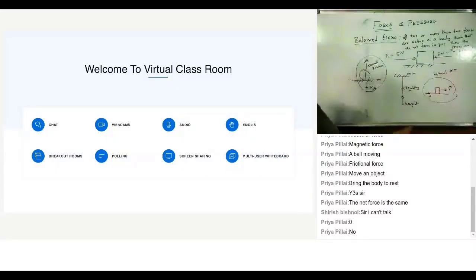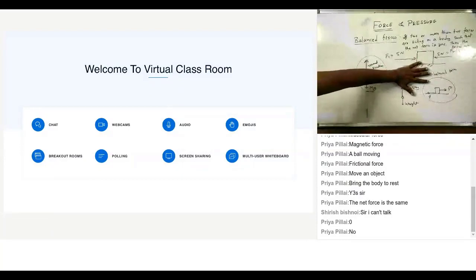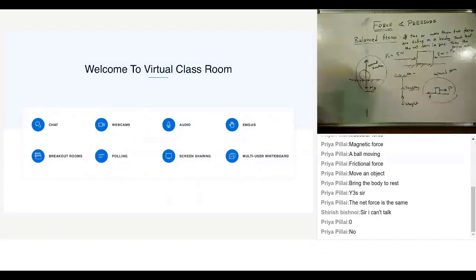Now, I take my favorite example. I put my hand on the board and I push the board. The forces involved here, are they balanced or not balanced? Balanced. So what are the forces acting there? The force and the reaction force. Yes, I'm pushing the board, that's the force acting on the board, and the board is pushing me, that's the reaction. Both of them are equal and opposite, so they are balanced forces.